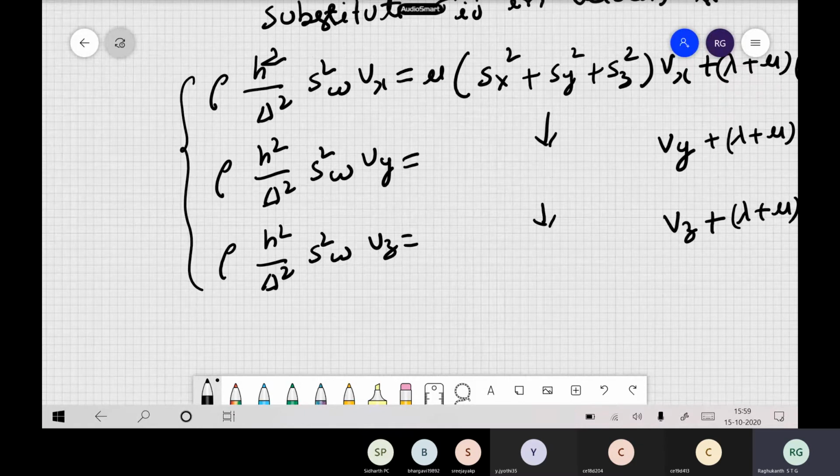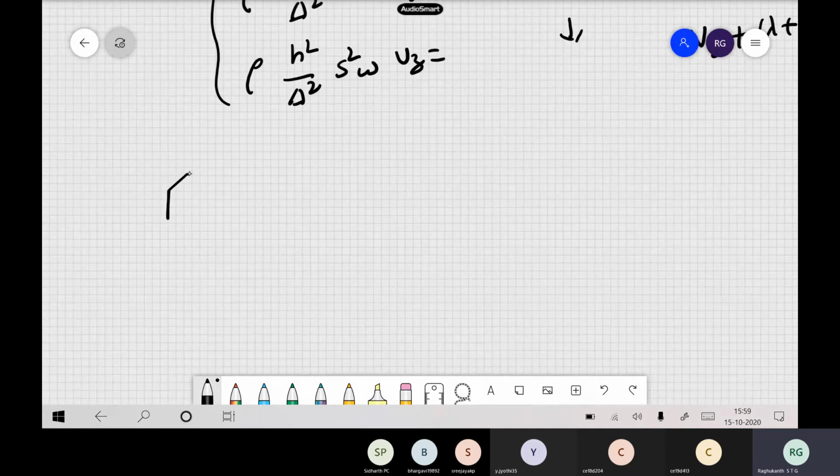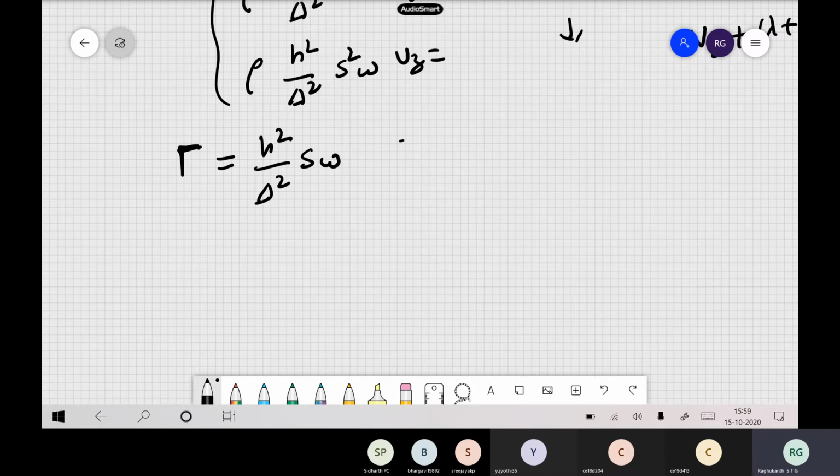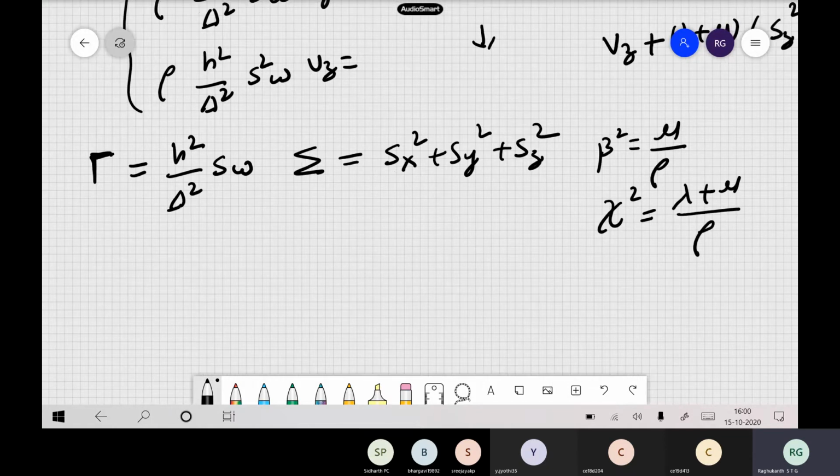So now this we have to understand to derive our dispersion equation, okay. So now we define for dispersion, we define some quantities like this to just write nicely. So we define one quantity like this: rho h square by del square s times omega, and we define some sigma there: sx square plus sy square plus sz square. Okay, then we have beta square as mu by rho, and then zeta square as lambda plus mu by rho. Okay, so we define all these quantities.